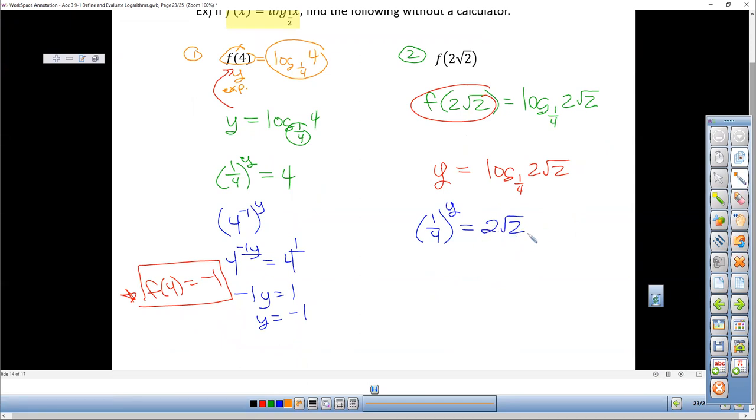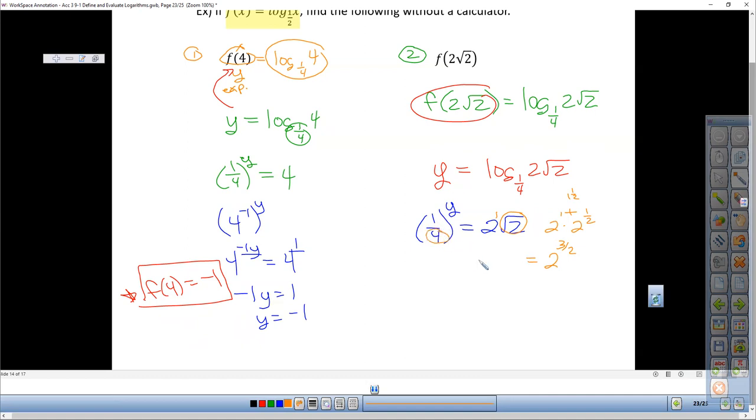So 2 root 2 is 2 to the first power times 2 to the 1/2 power. 2 to the first power, and root 2 is 2 to the 1/2 power. To combine these two together, we would add the exponents. 1 plus 1/2 is 1.5, which is 3/2. So this is 2 to the 3/2 power. This right here, our 4, is a power of 2. It's 2 squared. We'd have to pull that to the numerator using our negative exponent rule. So now I have 2 to the negative 2nd to the y power. And this becomes 2 to the negative 2y equals 2 now to the 3/2 power.